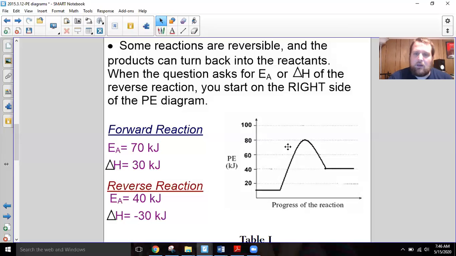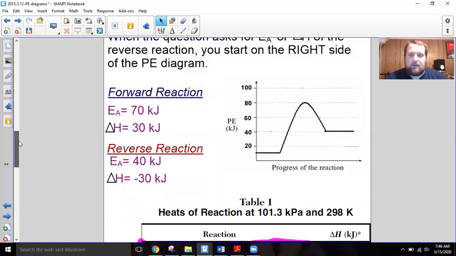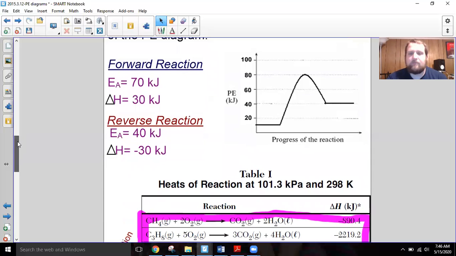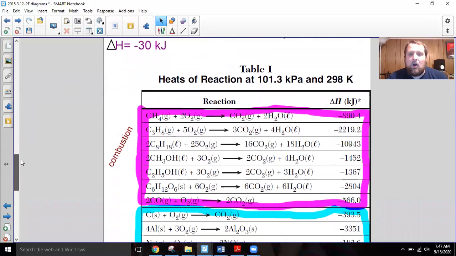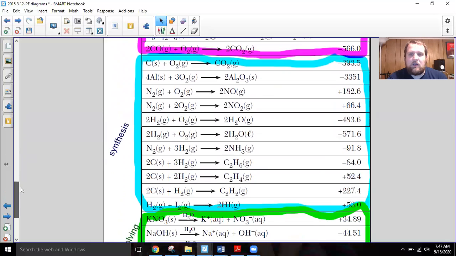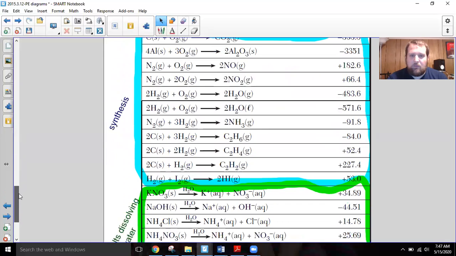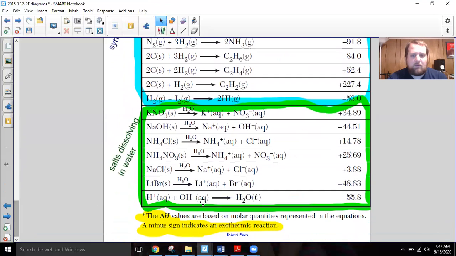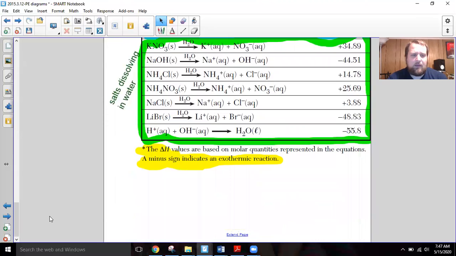The other thing I wanted to show you is in your reference tables, Table I, heats of reaction, at 101.3 kPa, and this is standard temperature and pressure. This is under normal conditions. This is the heat of reaction for all these different reactions, and you've got a whole list of different reactions. I want to start by pointing out probably the most helpful information at the bottom.